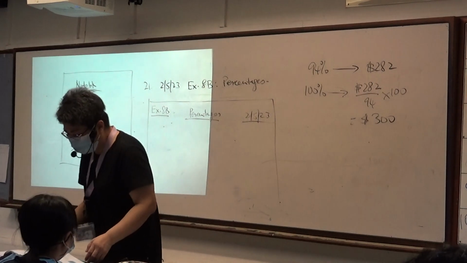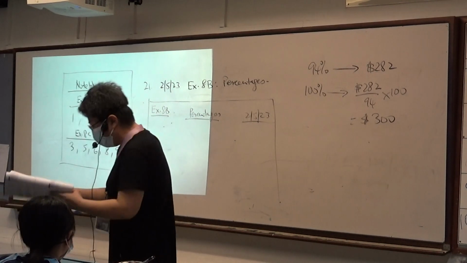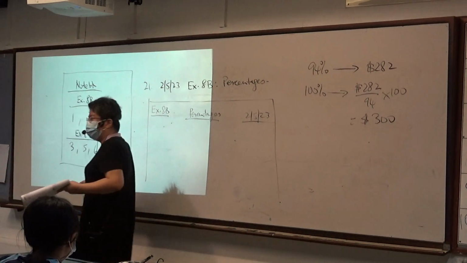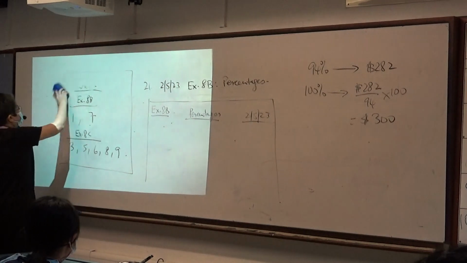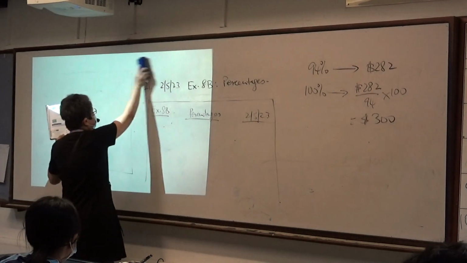Okay. Alright? Now, let's look at exercise 8B. Can we start now on the foolscap? Can I take off the notebook one already? Have you taken down? Okay. Let's look at exercise 8B now.